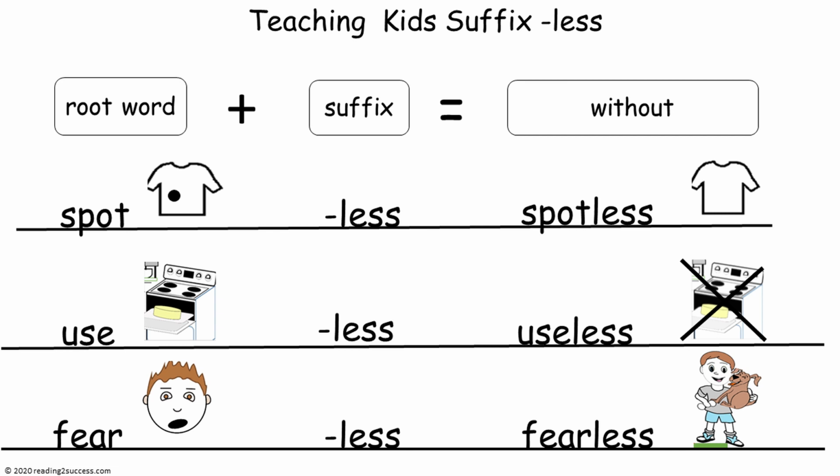Our next root word is use. They use their stove to bake cakes. Then our suffix is less. When the stove broke, it was useless. It was useless because they could not bake cakes anymore.